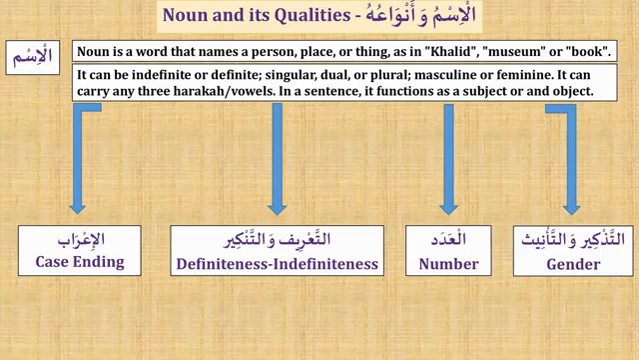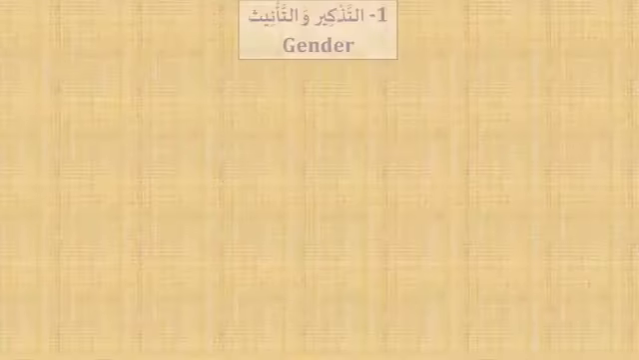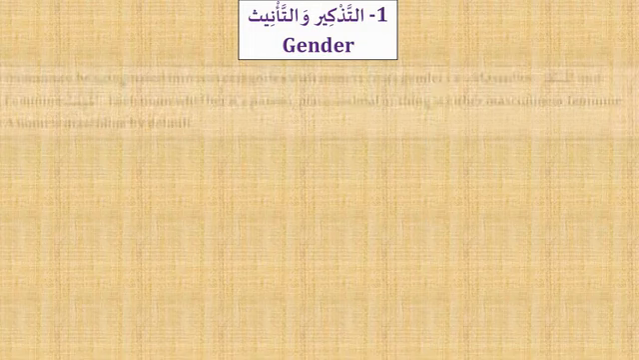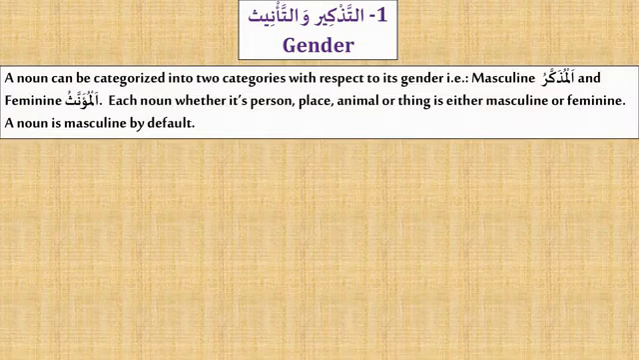Now let's begin with the first quality, at-tadhkir wa ta'nith, gender. A noun can be categorized into two categories with respect to its gender, masculine al-mudhakkar and feminine al-muannath. Each noun, whether it is person, place, animal, or thing, is either masculine or feminine. A noun is masculine by default.